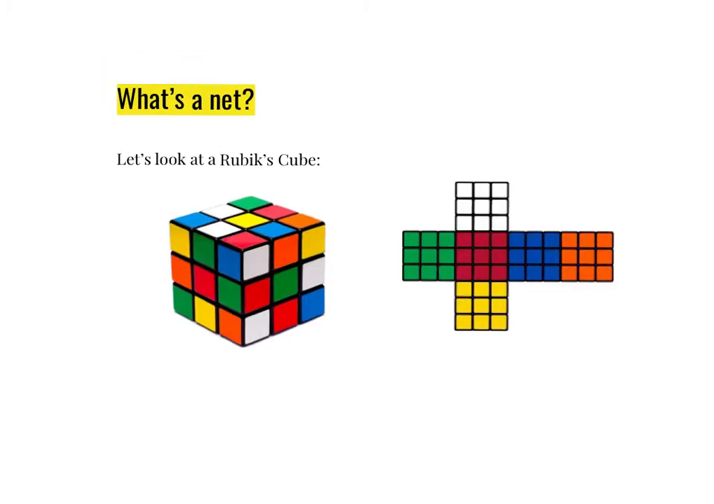We've also been talking about nets. So what is a net? Let's look at this Rubik's Cube. The net is essentially the 2D drawing of a 3D object laid out flat so that you can see all of its faces.